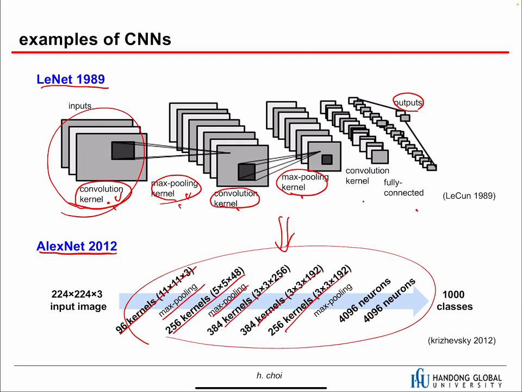And recently, we have a lot more CNN models, but these CNN models are basically bigger models than AlexNet with a few more tricks, but basically the same architecture.